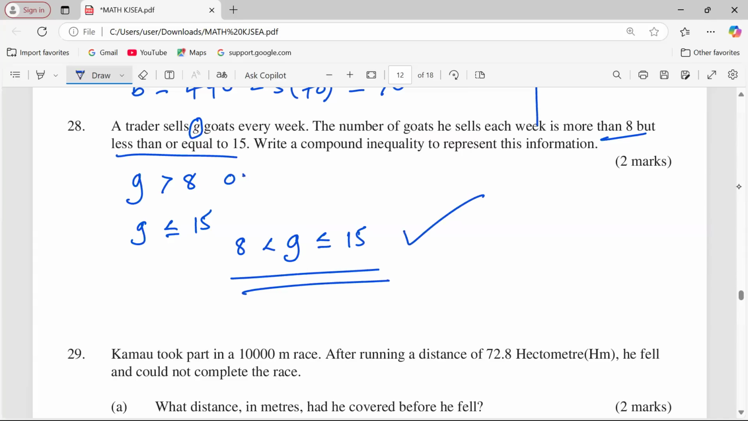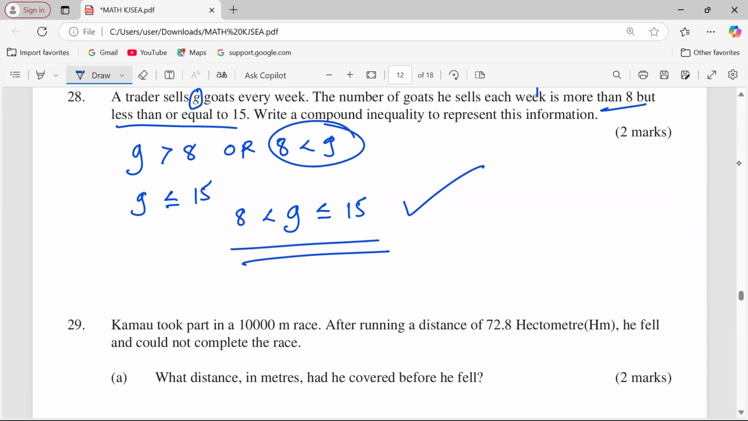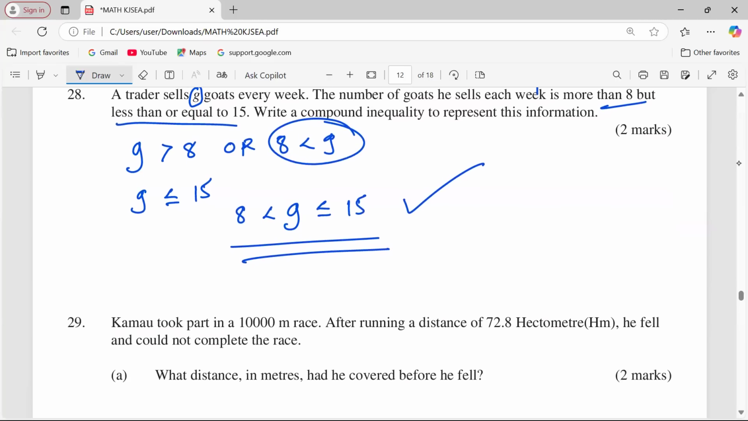Remember, when we say G is greater than 8, we can also say that 8 is less than G. It means the same. So we have now the compound inequality there.